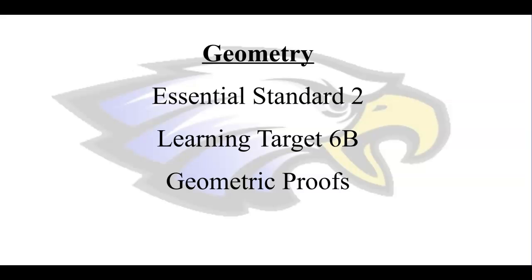All right, today we're going to be doing Essential Standard 2, Learning Target 6B over geometric proofs. So we're going to dive a little bit further into geometric proofs. In the last video, you learned what it means to prove something in life in general or in math. For example, if you wanted to prove that an angle was a right angle, you could get out your protractor and measure it, and if it was 90 degrees, you have proven that it is a right angle, because we know a right angle measures 90 degrees.